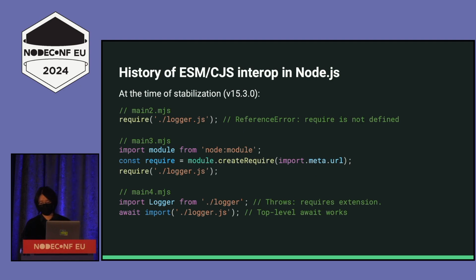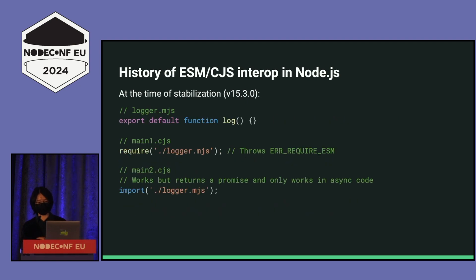Require is not available in ESM by default, but you can create your own require in the module. When you import in ESM, unlike require, you have to specify the extension. There was also already support for top-level await and dynamic import in ESM by then. There were more specific things about ESM at that point, but for the context of this talk, these are the most important ones.